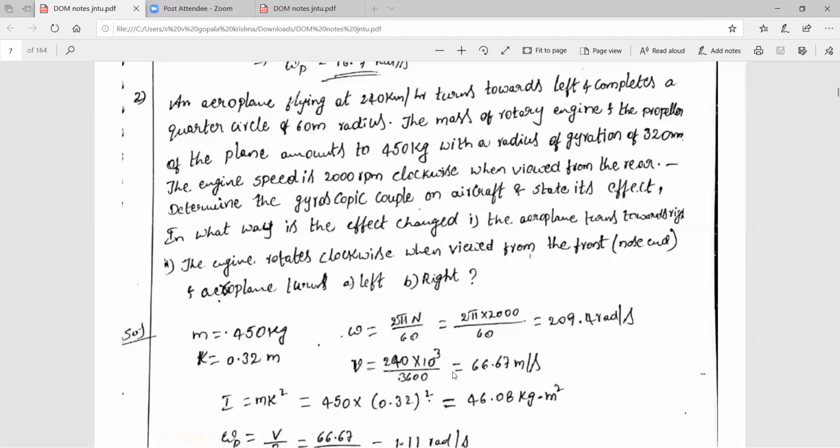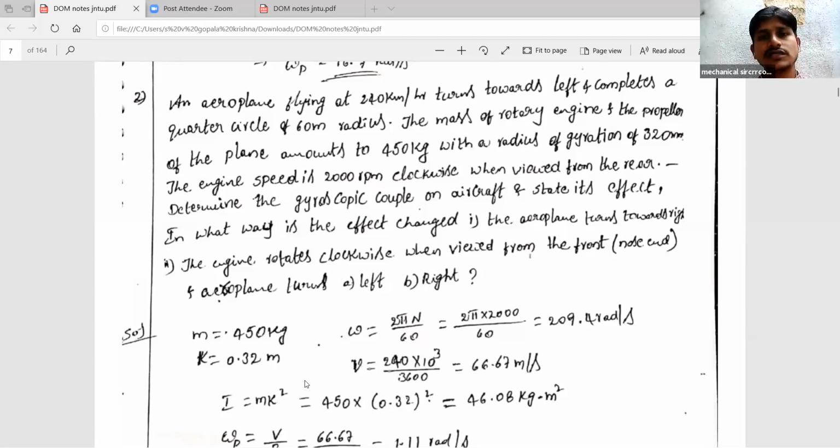V value is our 240 km/h. All of you observe that the value is given in km/h, so that is converted into meters per second. So 240 into 10 cube by 3600, then you may get 66.67 meters per second.